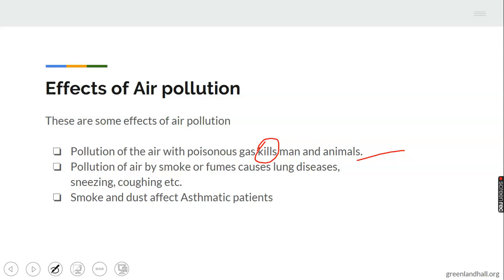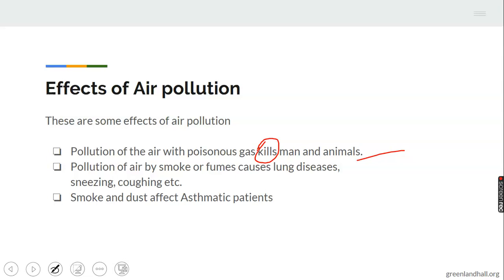The generator has noise pollution. It also has air pollution. As much as it's causing a lot of noise, it's also bringing out smoke. And if you're not very careful, you put the generator very close to your window and the smoke is coming in. If you put on the generator throughout the night, it can be very, very dangerous.